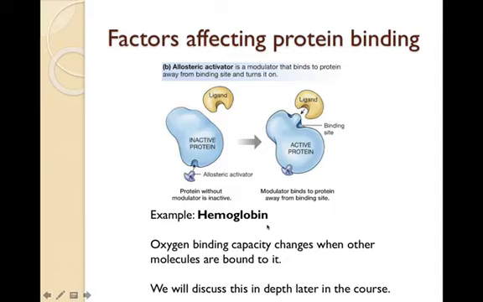Hemoglobin is a great example of an allosteric protein. When oxygen binds to the actual molecule of hemoglobin, or to one of the heme aspects of hemoglobin, hemoglobin will change its shape to allow for more oxygen to bind easier. This will be discussed in more depth within the respiratory section of the course, but hemoglobin is a very good example of a protein that exhibits allosterism.